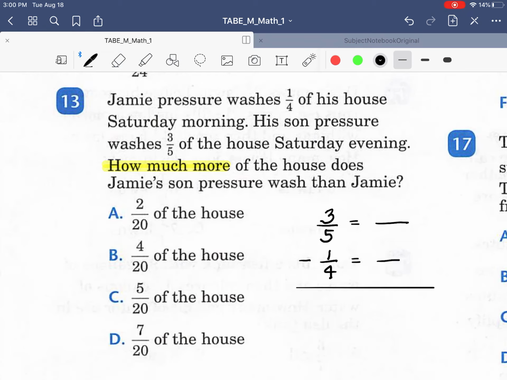And the 5 will not work for the denominator. So let's do 4 times 5 to get 20. We know that one will work. 5 into 20 is 4, and 4 3s are 12. 4 into 20 is 5, and 1 times 5 is 5. And we are subtracting. So that leaves a difference of 7/20. That will not simplify. Answer to number 13 is D.